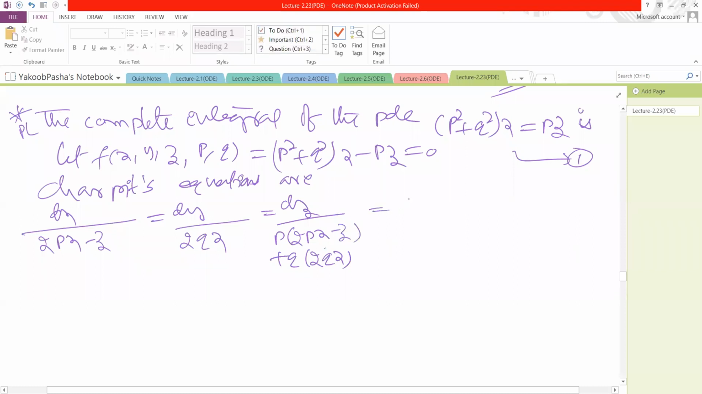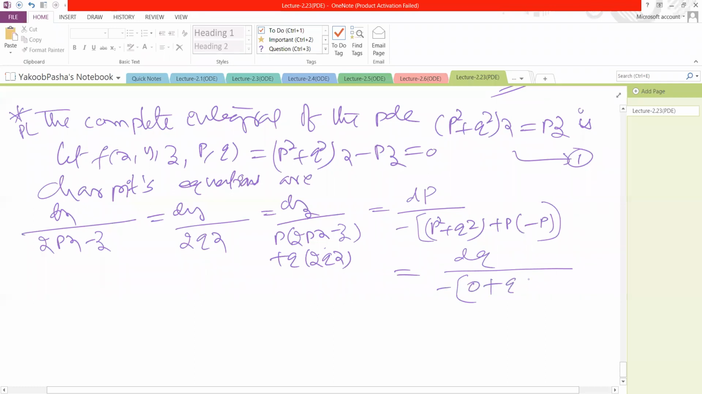And dp by minus of fx. fx means p square plus q square plus p into fz. fz is minus p only. That is equal to dq by minus of fy. fy term is 0, 2 into fz. fz value is minus p only.